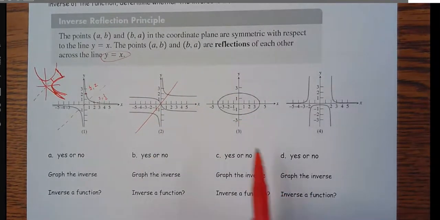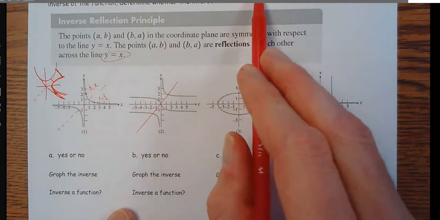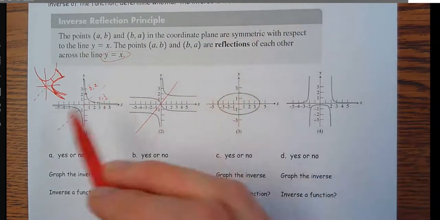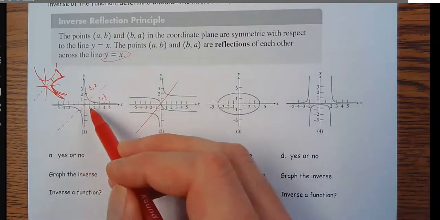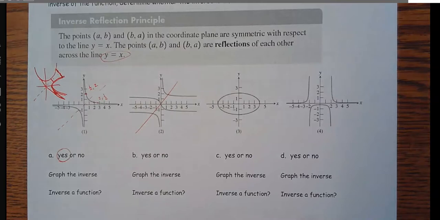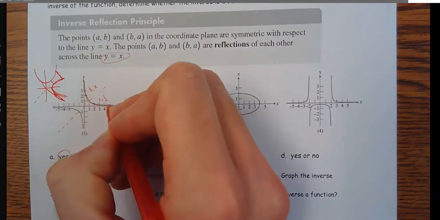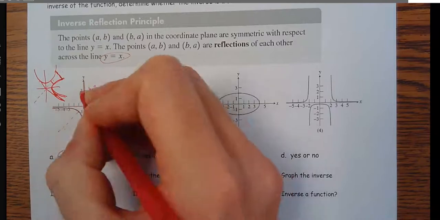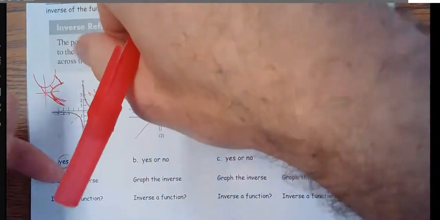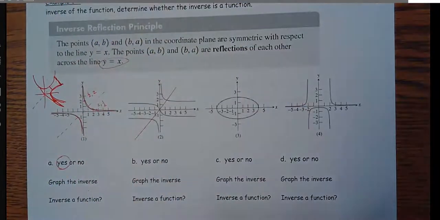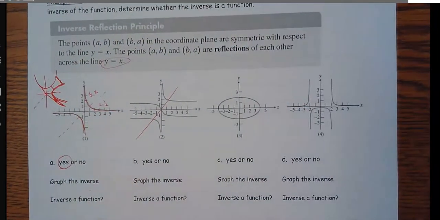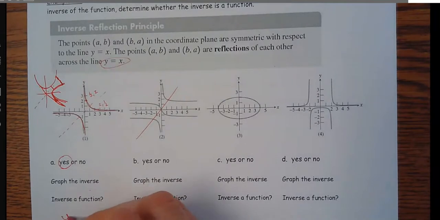We're supposed to determine whether the relation is a function. Given this, is the original one a function? Yes. Now graph the inverse. The inverse would actually end up being the exact same graph, because if you took this and flipped it over, it's the same thing. And then is the inverse a function? I can look at it and say, yes, it's a function.